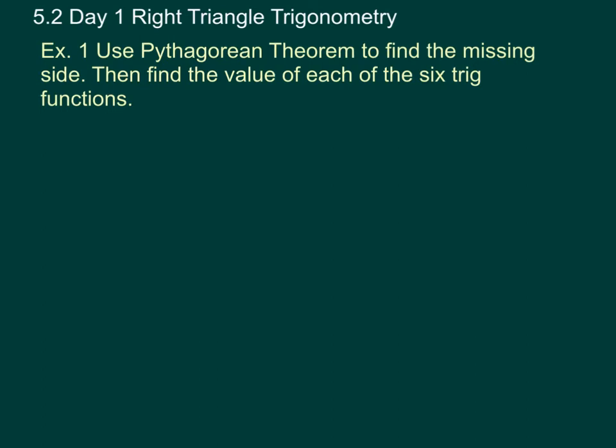5-2 Day 1 Right Triangle Trigonometry. In example 1, we're going to use the Pythagorean theorem to find the missing side, then find the value of each of the 6 trig functions. So hopefully you have your identity sheet beside you, and we'll start with the Pythagorean theorem.